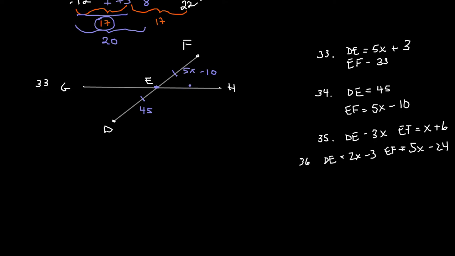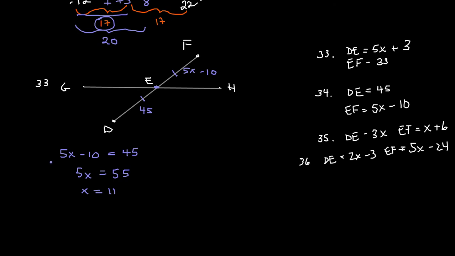So in order to solve this for x, since we know these 2 segments are equal, we can set their measures equal to each other like this and solve it. So we're going to get 5x. If we bring the 10 to the other side, add 10 to both sides, we're going to get 55, and we get x equals 11. So that's all there is to that. It's really not too bad.